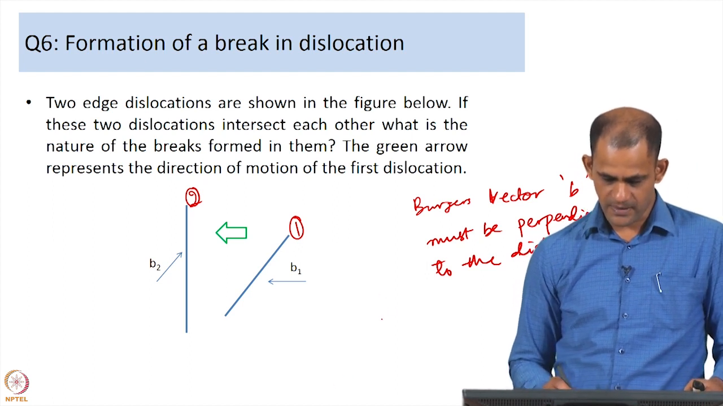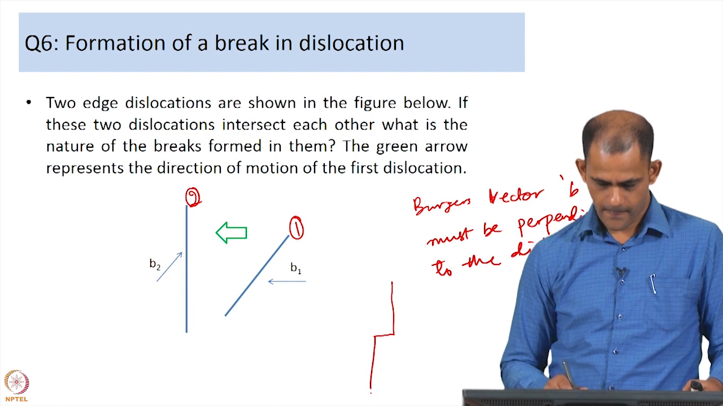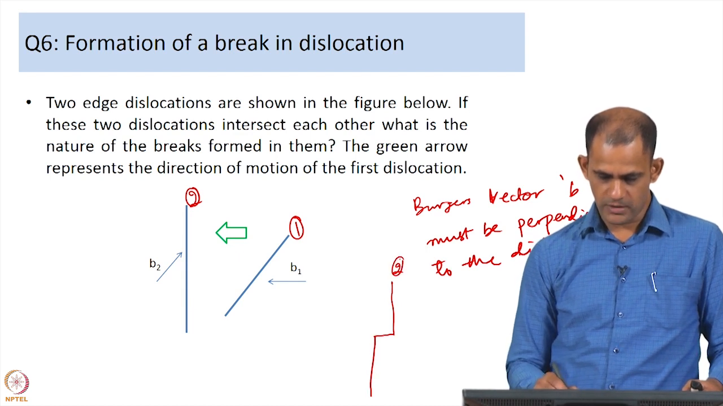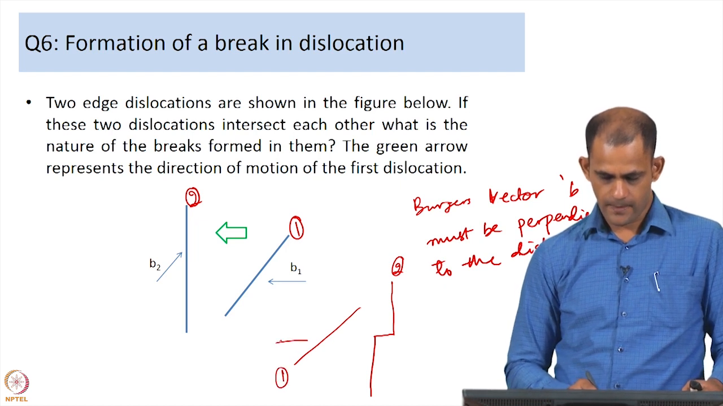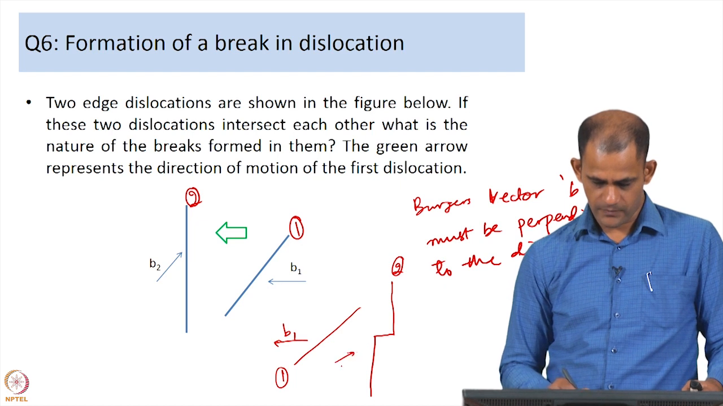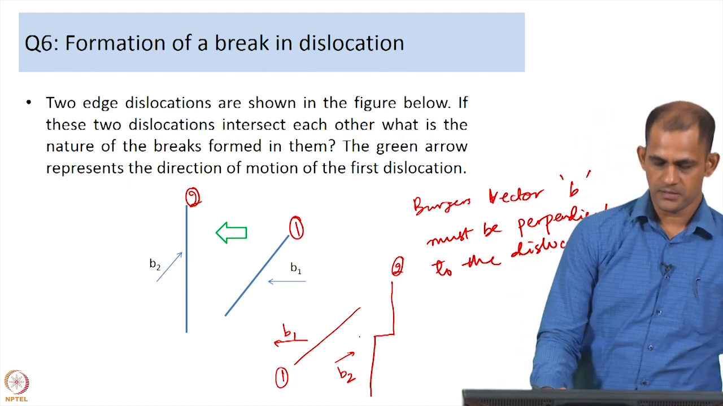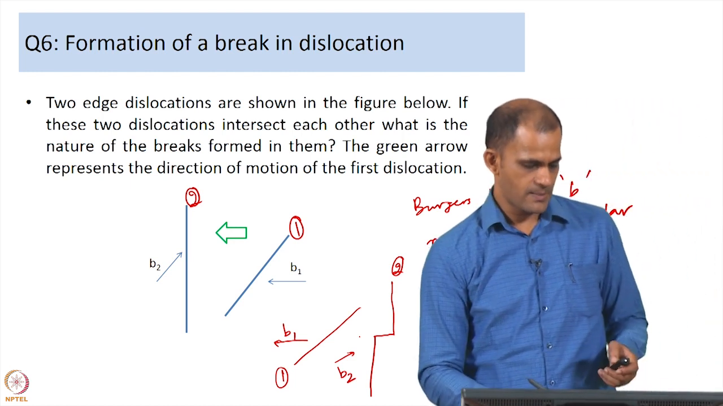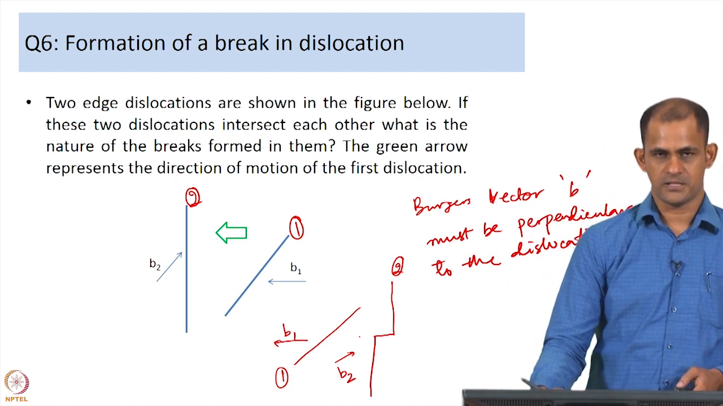So, this is what will happen after the intersection. This is how 2 will look, whereas 1 will continue the way it was going. So, this will be the break that will form in dislocation line 2. This problem was about formation of a break in a dislocation.